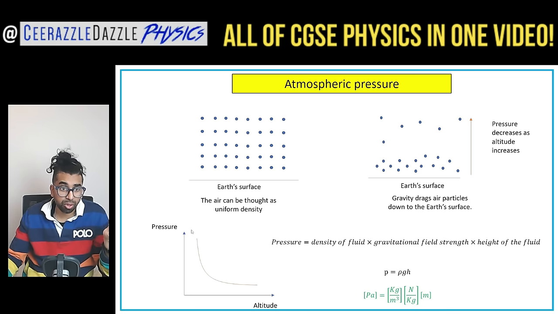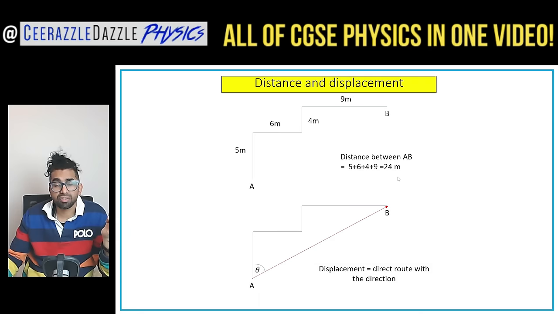Because we're talking about a fluid still, we can still use the formula pressure is equal to density of the fluid times the gravitational field strength times the height of the fluid over here to do calculations about atmospheric pressure.